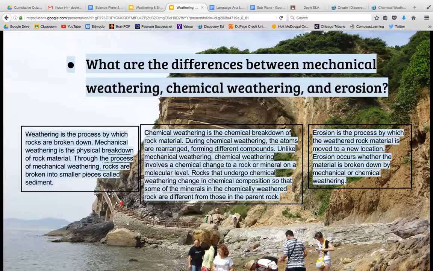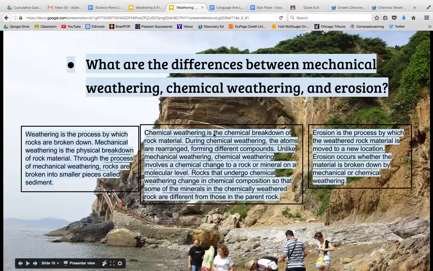What is the difference between mechanical weathering, chemical weathering, and erosion? Weathering is the process by which rocks are broken down. Mechanical weathering is the physical breakdown of rocks. So when a rock just breaks into smaller rocks, but it's still the same kind of rock, that's mechanical weathering or physical weathering.